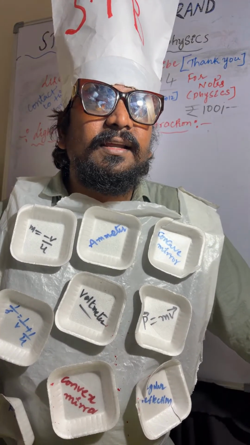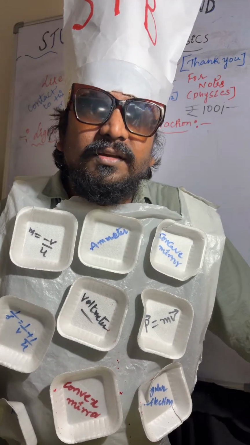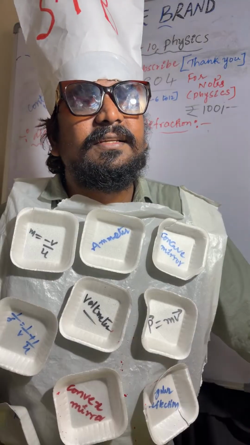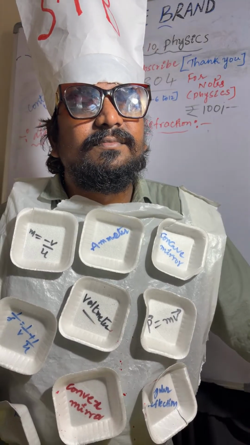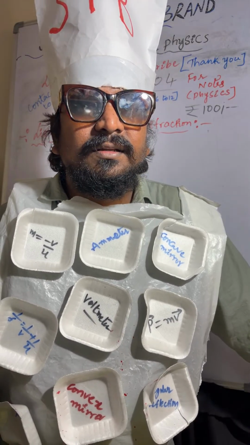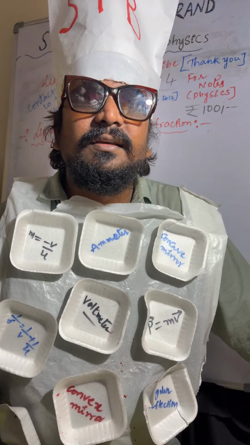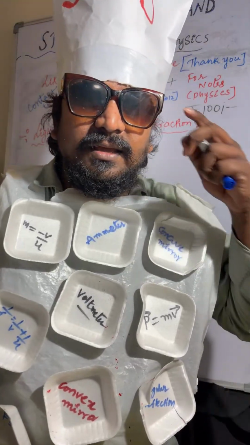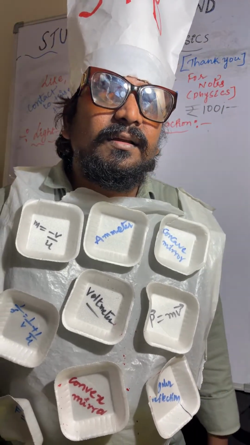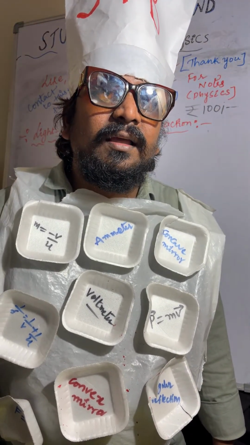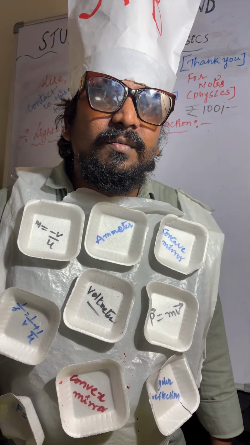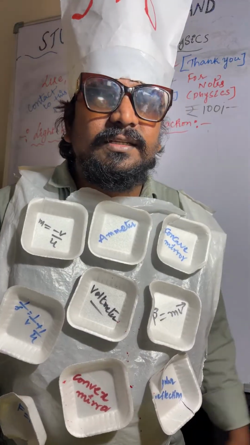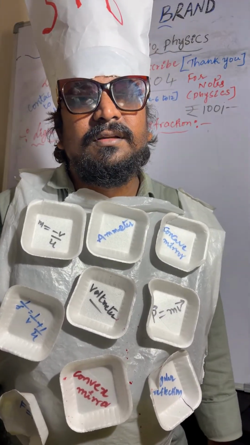I hope it is very clear. Concave mirror is converging in nature, convex mirror is diverging in nature. Understood? Right. Let's discuss the concept. Concave mirror is converging in nature, convex mirror is diverging in nature.